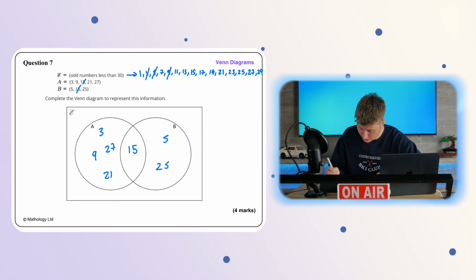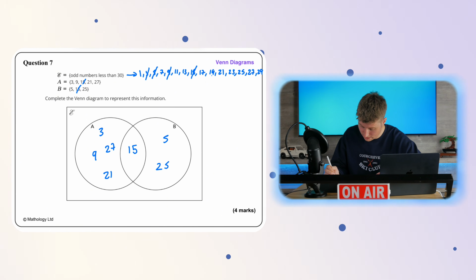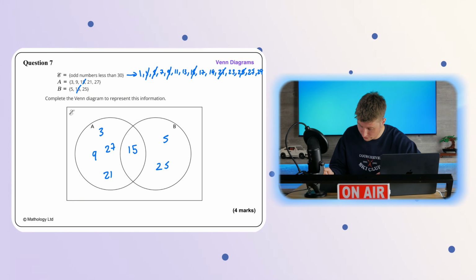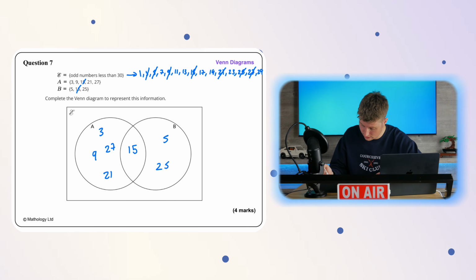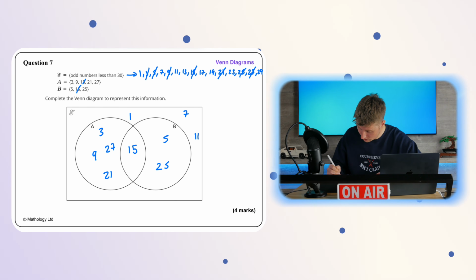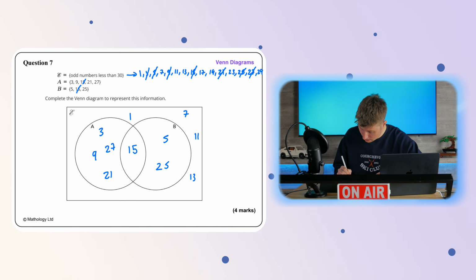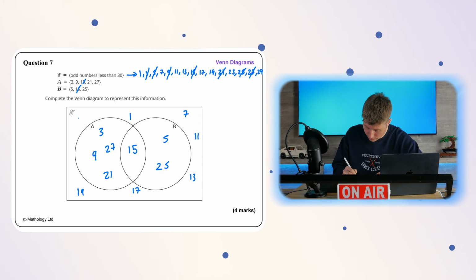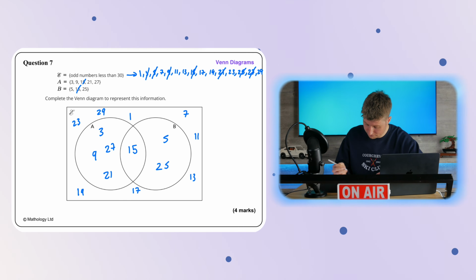13 hasn't. 15's already been used. 17 hasn't. 19 hasn't. 21 has already been used. 23 hasn't. 25 has been used. 27 has been used, and 29 hasn't. So around the outside, we're going to have 1, 7, 11, 13, 17, 19, 23, and 29.